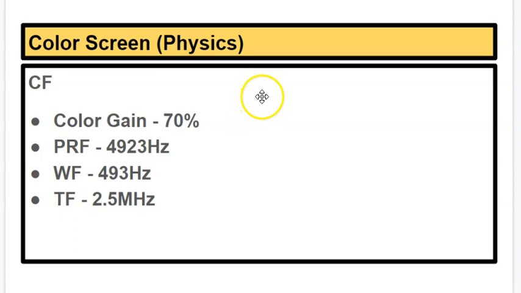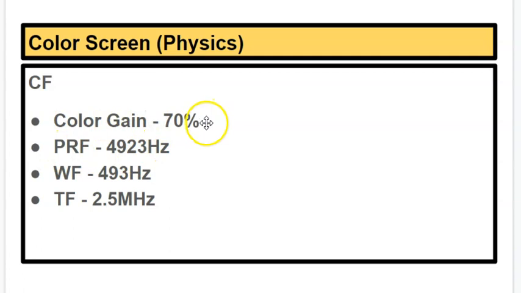We looked at our screen on our machine and we can see that our pulse repetition frequency is 4,923 Hertz. That's the number of lines it can draw into and out of the color block per second. It can sample information in the color box, in other words, 4,923 times per second. That's our pulse repetition frequency.